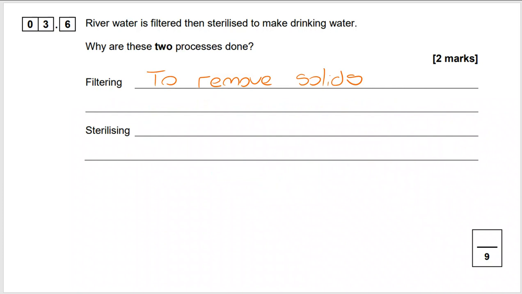But then why do we sterilise? Well, there are tiny particles that are dissolved within the water. They're not going to be caught by filtering, and sterilising will get rid of them. Predominantly, we're doing it to kill bacteria. And that takes us to the end of question 3.